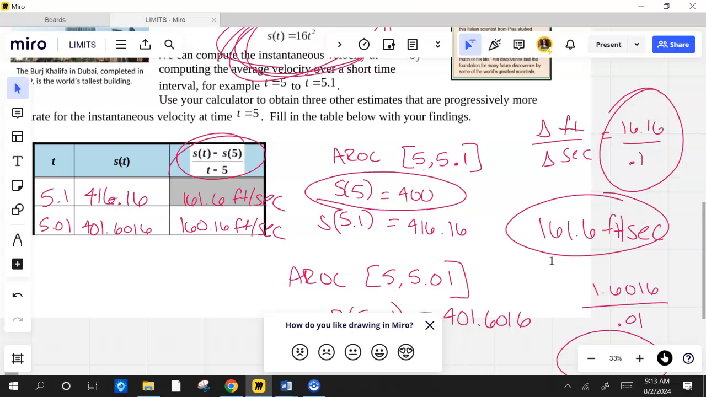Look at this one. This would be an example of using the table to estimate a limit. What is the limit as t approaches 5? 160. 160 feet per second. See how as I'm getting closer to 5, this value is getting closer and closer to the same thing. I can use a table to show that too. It doesn't have to just be a graph. So the limit is 160. All right, let me show you.